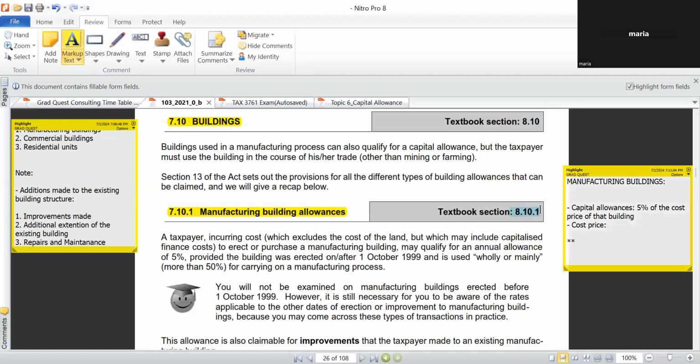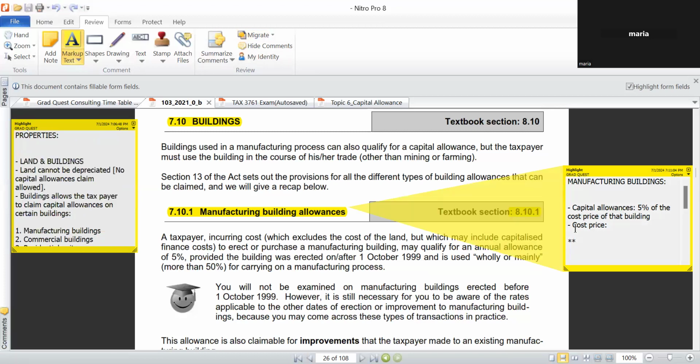If you go to your textbook, chapter 8, under section 8.10.1, they give you a breakdown of what can actually make up the cost price of the asset. But I want to try and keep it very simple. Labor can be direct or indirect. So it's direct labor costs involved to put the structure together. It can also involve the direct material incurred to put that particular structure together.